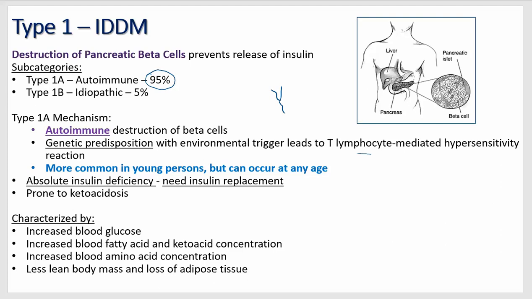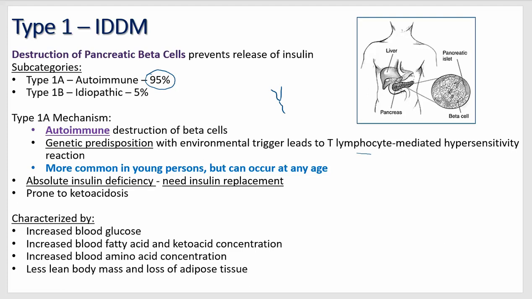All right, and we also see T cell mediated reactions. We talked about that before with organ rejection, because they're killing cells. That's what their job is. All right, so it's more common in young people, but it can occur at any age. So usually it's that time period between like 7 and 14, something like that.